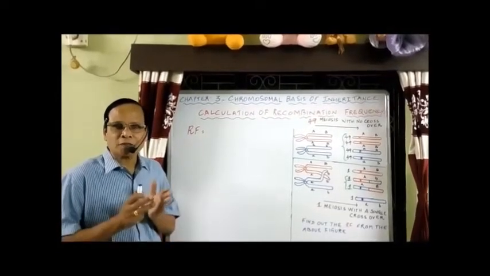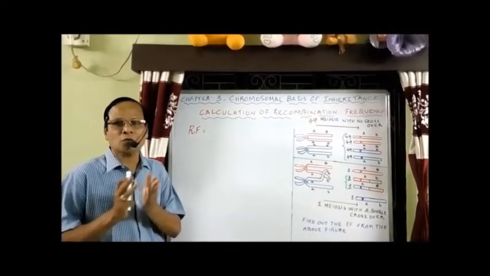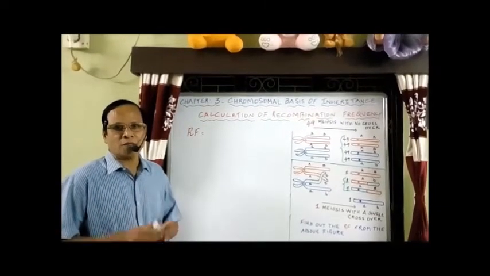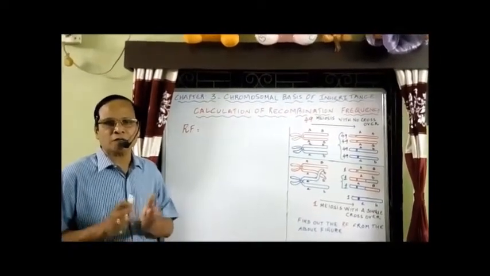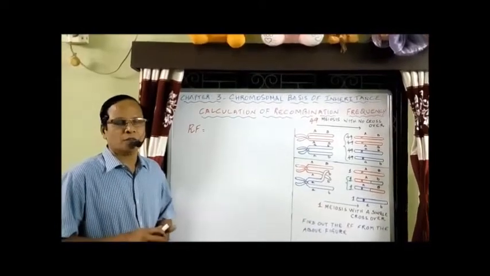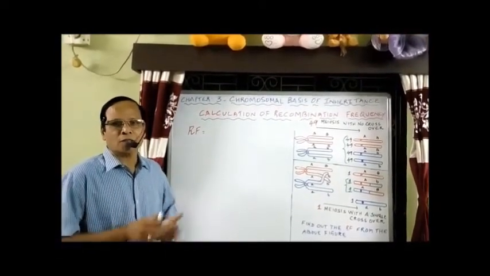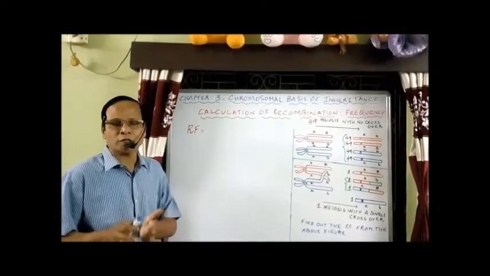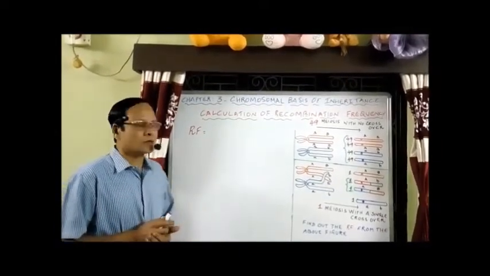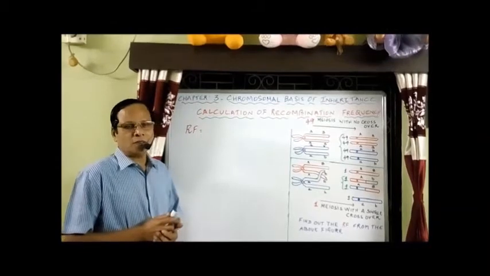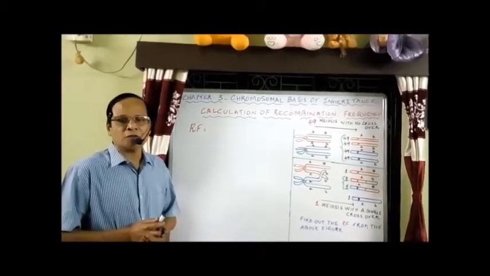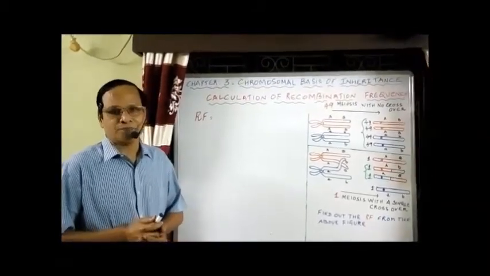It is the percentage of recombinant progeny in a crossover. The percentage of recombinant progeny in a crossing over is known as recombination frequency. Now it can be calculated by using the following formula.